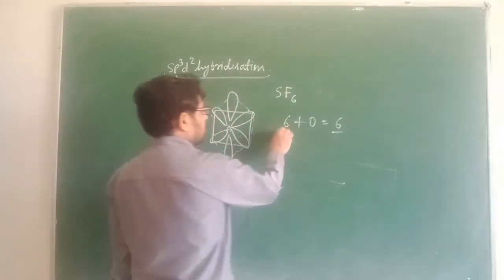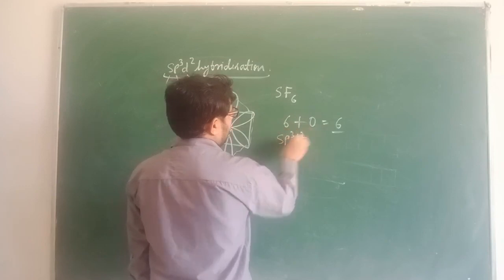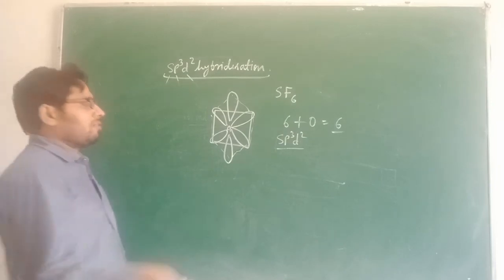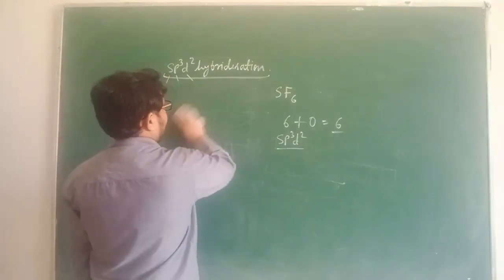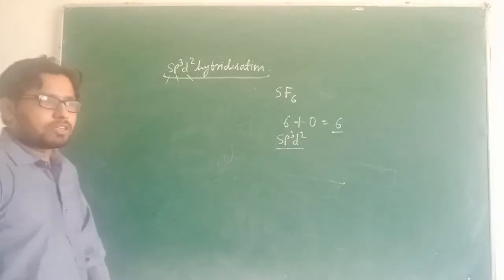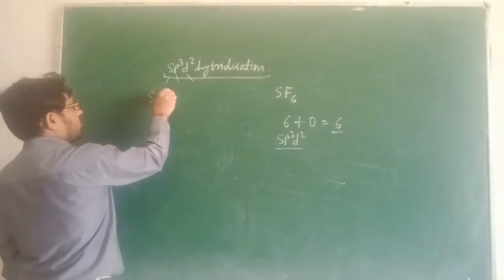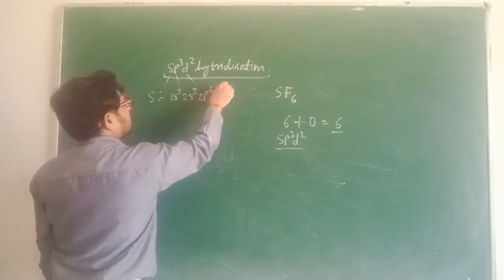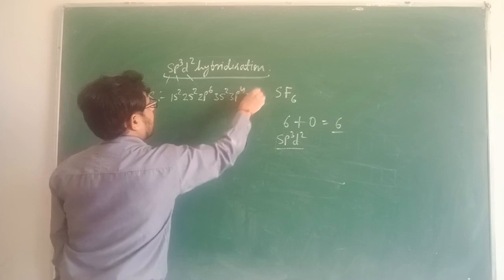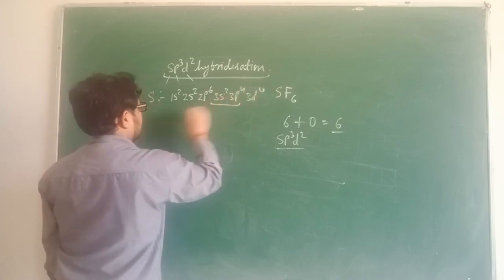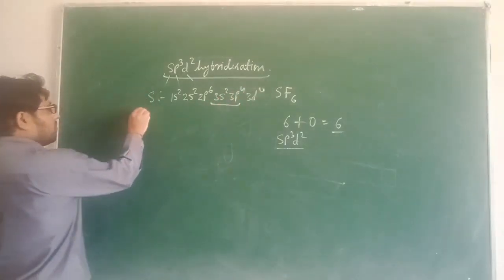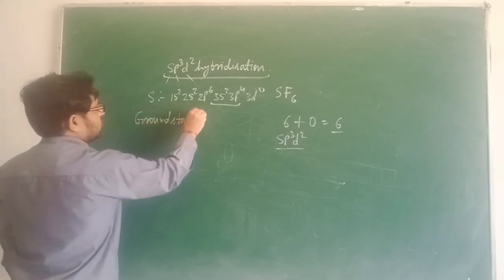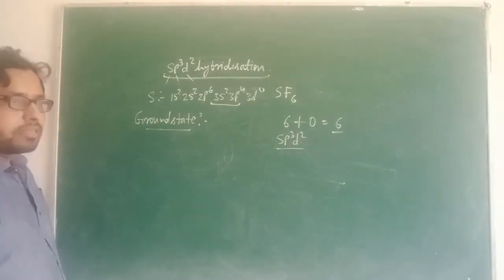So the hybridization is sp3d2. Now if I go to the electronic configuration, let's check. For sulfur, the electronic configuration is 1s2, 2s2, 2p6, 3s2, 3p4 and 3d0. So these are the last orbital electrons. So in the ground state, if I represent it, what will be the ground state? Please check.